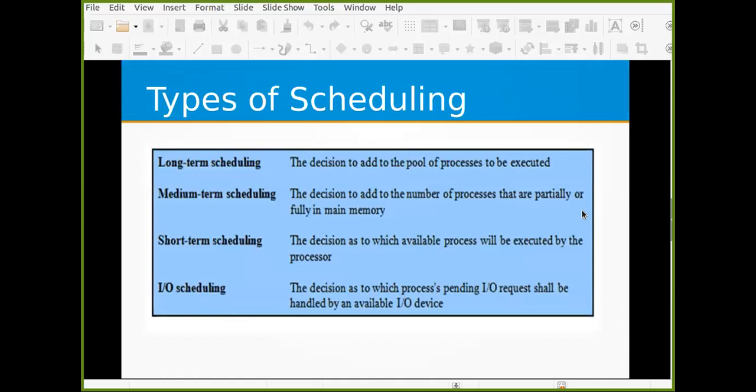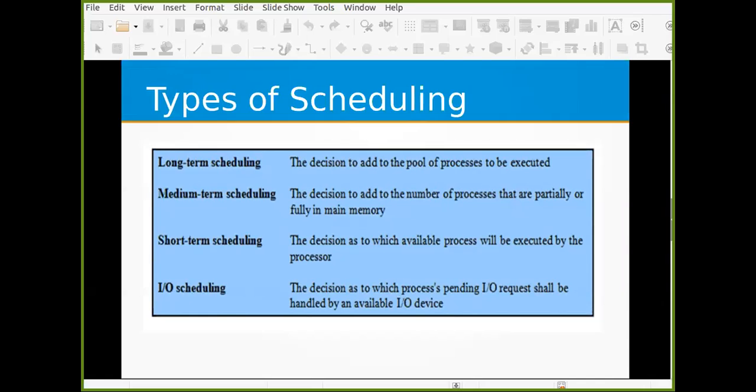Then what are the types of scheduling? We discussed the objectives of scheduling, but what are the types? Mainly there are 4 types of scheduling: long-term scheduling, medium-term scheduling, short-term scheduling, and IO scheduling. IO scheduling is a topic we will cover when we discuss IO. Currently, we are discussing processor scheduling, and the first 3 are the different types of processor scheduling.